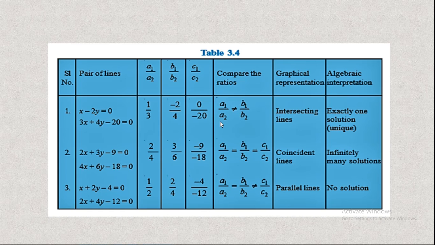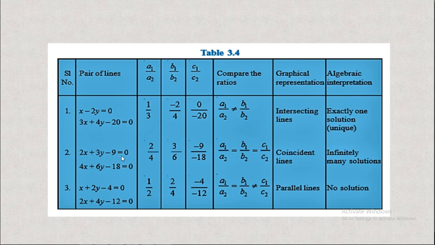So we can write a1 by a2 is not equal to b1 by b2, and they are not equal to c1 by c2 also. And in this case, when the ratios are not equal to each other, their graph will be intersecting lines. And when the graph of the pair of linear equations are intersecting each other, they will have only one solution. Okay, and let's see the next pair of linear equations.